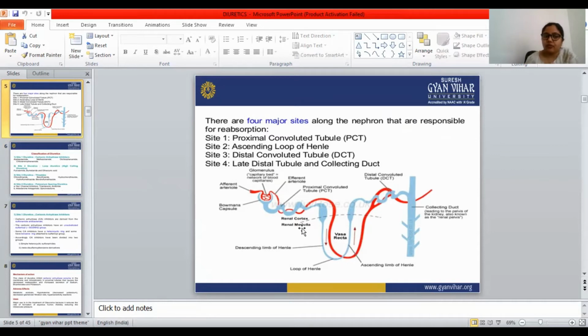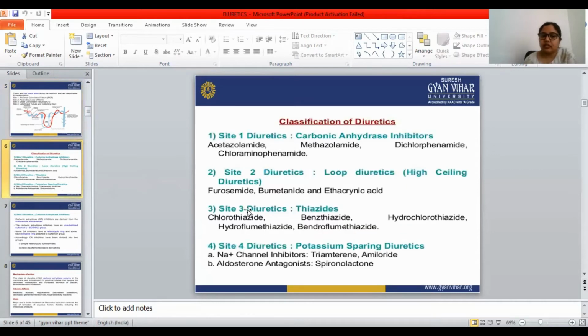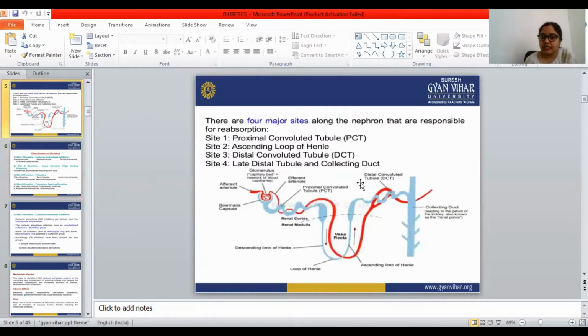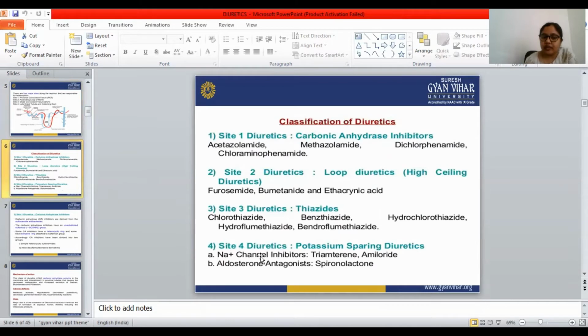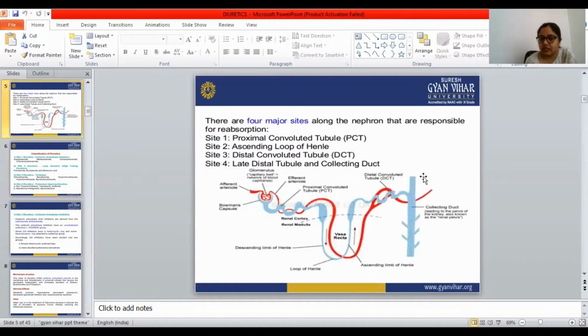Next are the thiazide diuretics. Thiazides act at site 3, which is the DCT, the distal convoluted tubule. The fourth are the site 4 diuretics, the potassium sparing diuretics, which act at the fourth site, the late distal tubule through to the collecting duct.